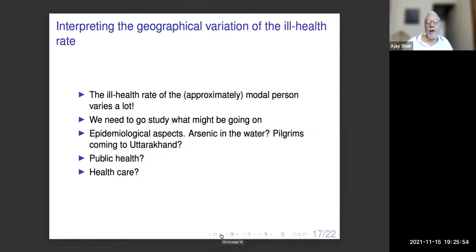Okay, so how do you interpret the geographical variation of the ill health rate? This is the previous map. Why is Uttarakhand so bad? Here's some conjectures. Again, these are pure conjectures. We have no proof at all.